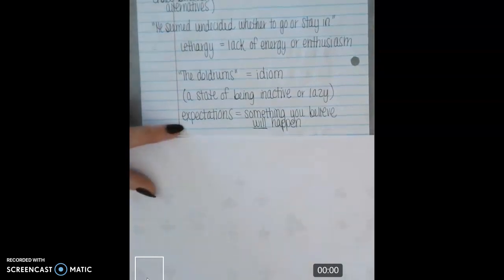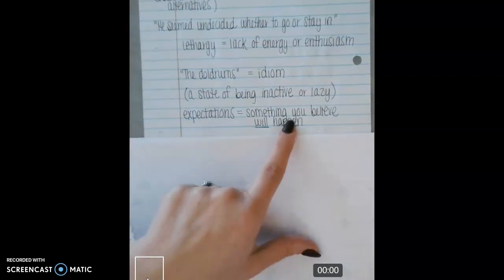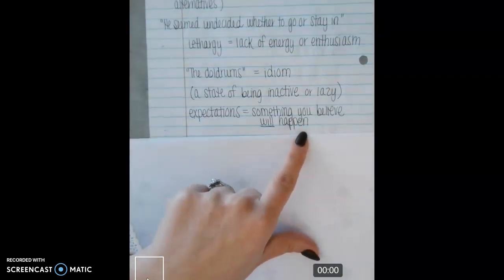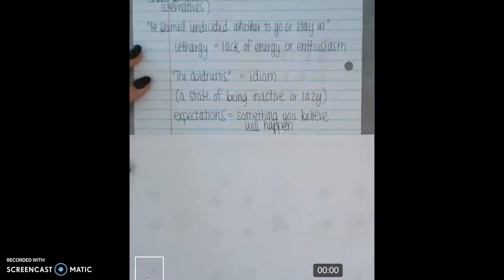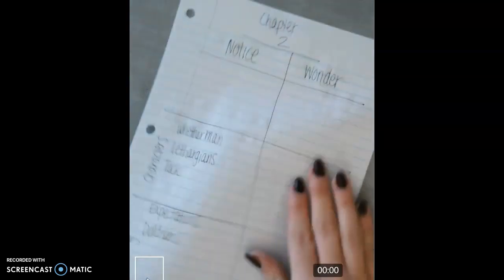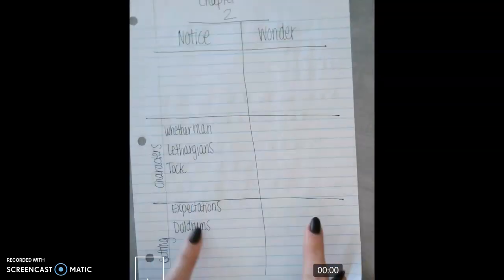And last but not least, Expectations. Expectations is a place that Milo goes, but expectations means that you believe something's going to happen. You expect it to happen because you know that's what usually happens, or what you know to be true. So as you read chapter 2, please remember to write down what you notice and wonder about characters and settings.